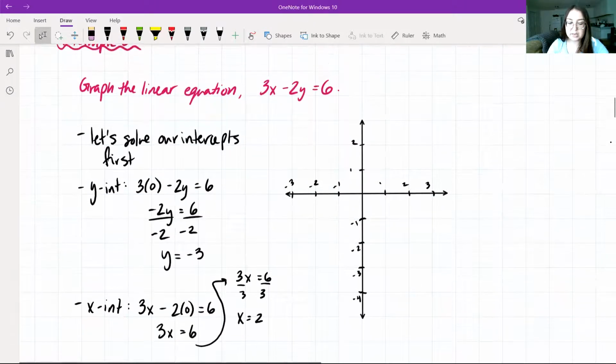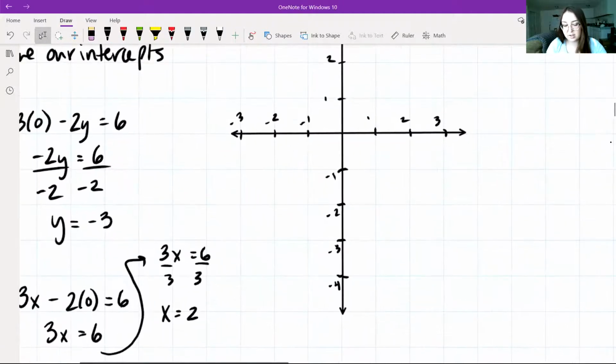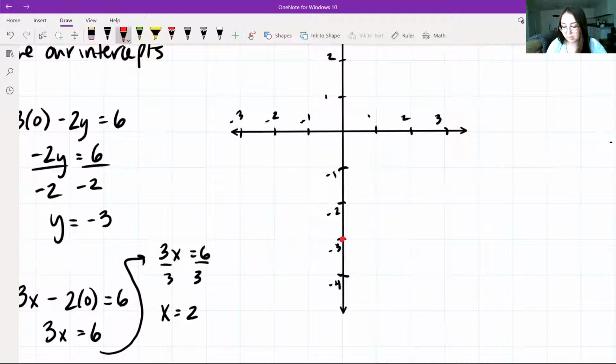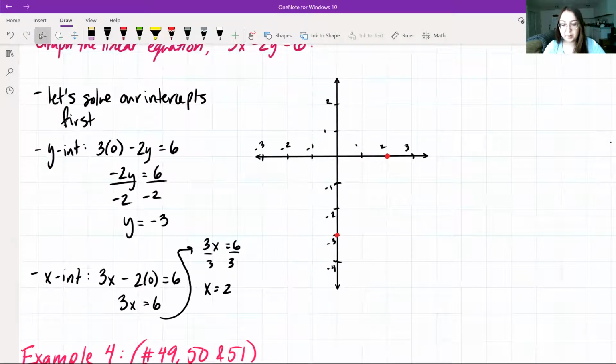All this question is asking us to do is graph the linear equation, and the key word here is linear. We found our y-intercept and our x-intercept, so let's plot those points and think about what our graph could look like. Our y-intercept is at negative 3, and our x-intercept is at 2. So we have 2 points here.